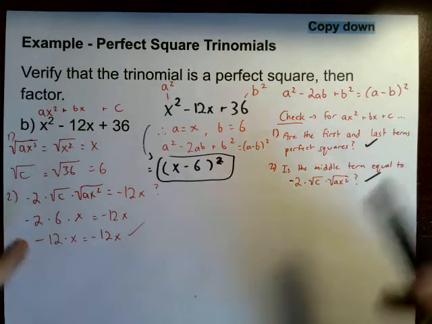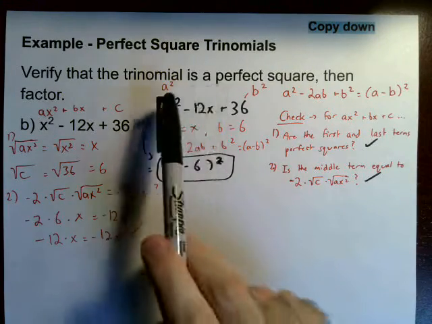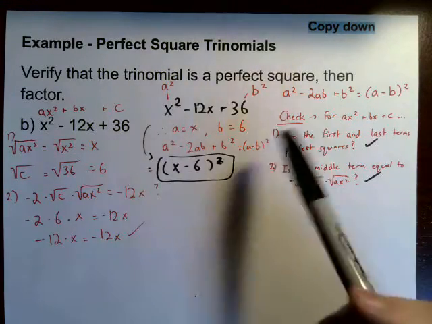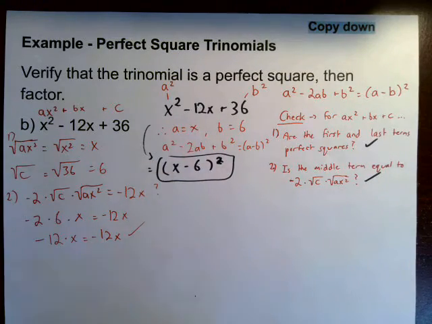So after you do the verifying that it is a perfect square trinomial and can fit that pattern, you just identify what's the value of a and what's the value of b, you sub it into that formula, and you'll get the factored version.